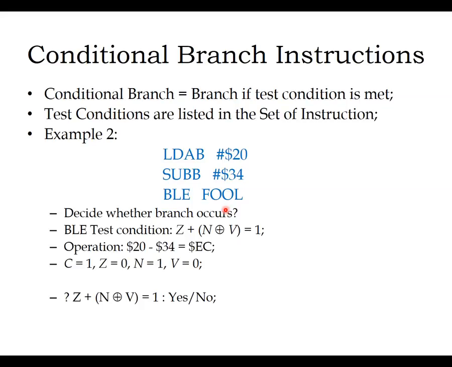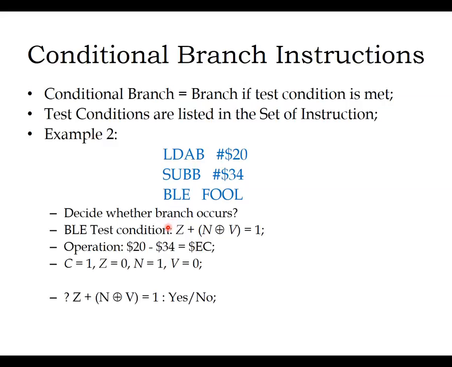Let's try some more examples. Let's say I have another example with a different branch instruction. Now this time my branch instruction is BLE. If you go to your instruction set again, you will find all of these branch instructions. Now we have to tell whether the branch condition will be met or not, after you execute the first 2 lines, because you have your branch instruction in line 3.